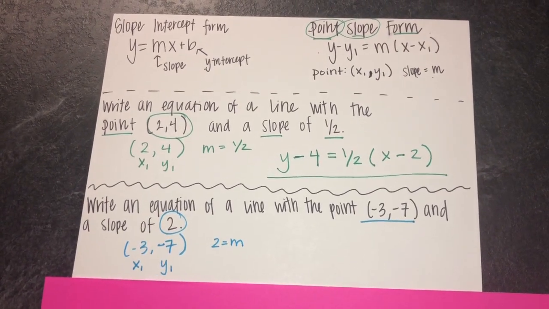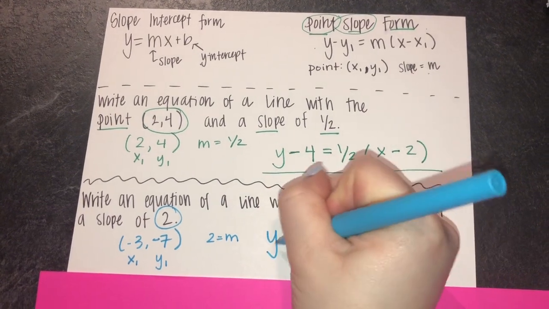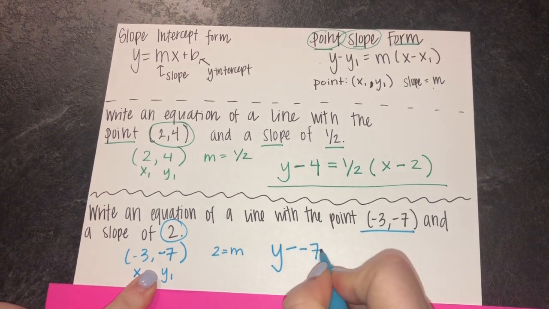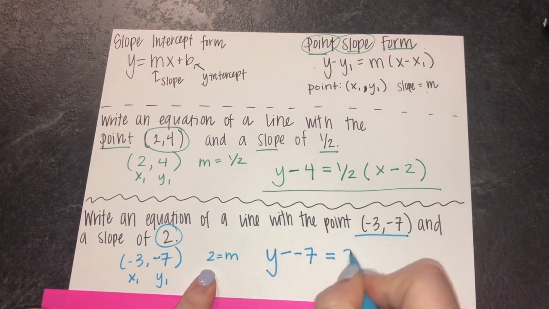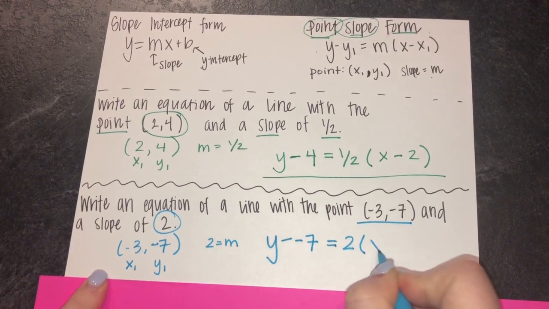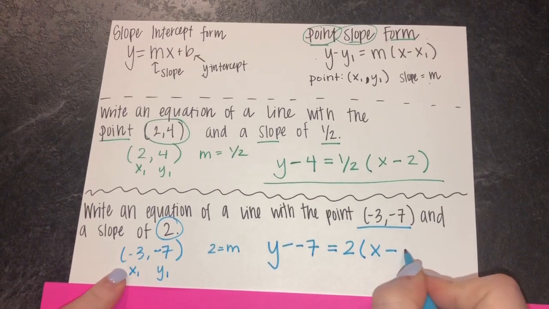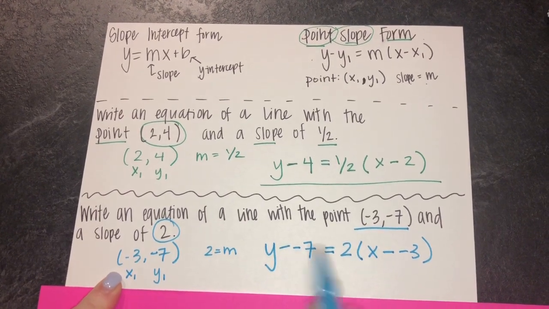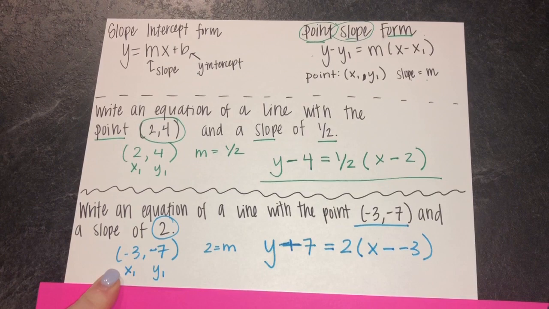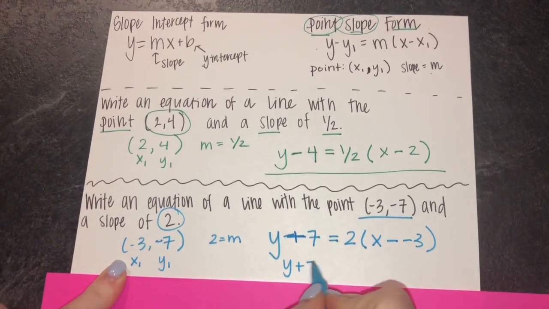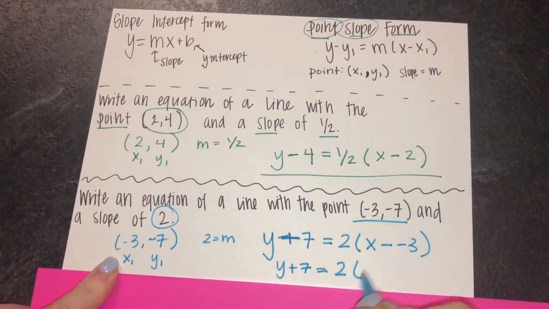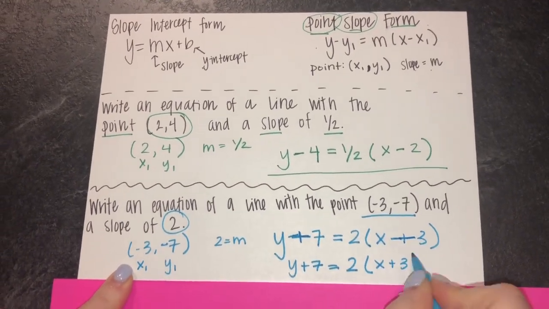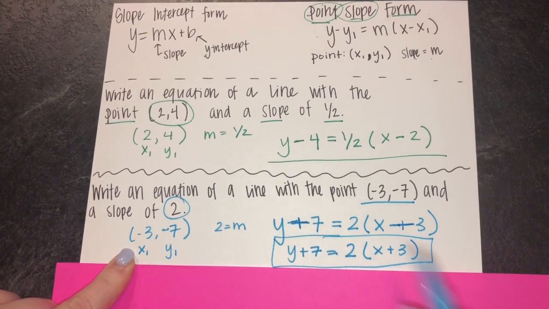We're going to just plug this into our original formula. So we're going to say y minus, what's my y1 value? It's -7, equals my m of 2, parentheses, x minus my x1, which is -3. Now this isn't all the way pretty. We know when we have minus a negative, that needs to turn into a positive. So this is actually going to become y plus 7 equals 2, parentheses. Again, we have minus a negative. Let's change that to a positive, x plus 3. And this is the equation we were looking for.